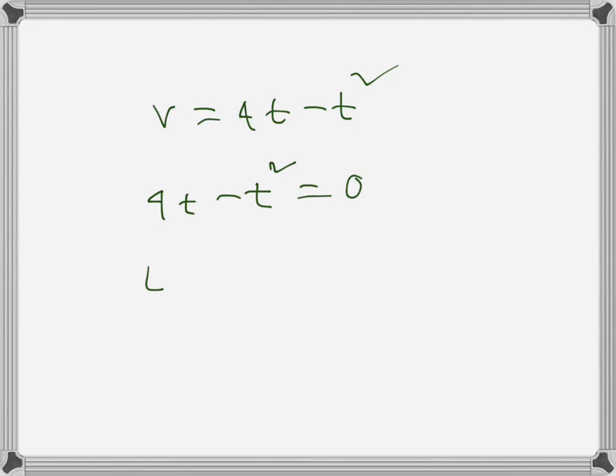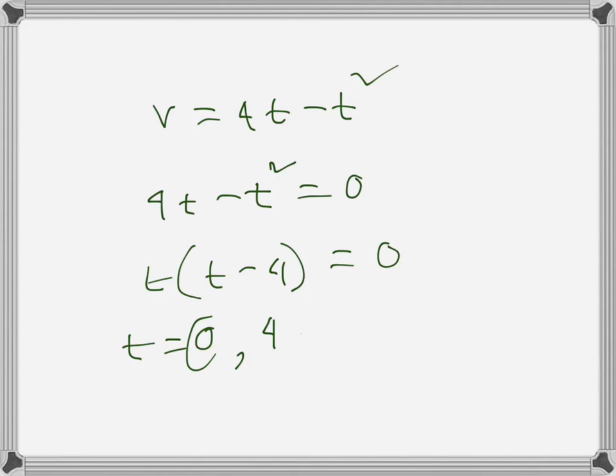So velocity is given, v = 4t - t². We equate to 0 when v is 0. So one solution is t = 0, another one is t = 4. So initially the velocity is 0. It starts from 0 velocity, and then after 4 seconds the velocity again becomes 0, and after 4 seconds it starts returning to its original position.